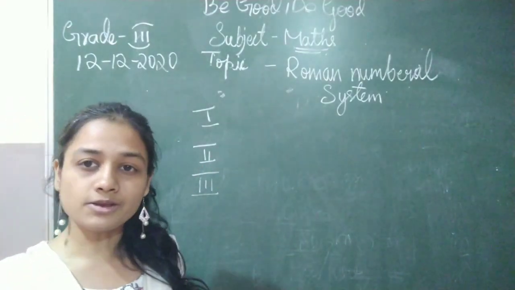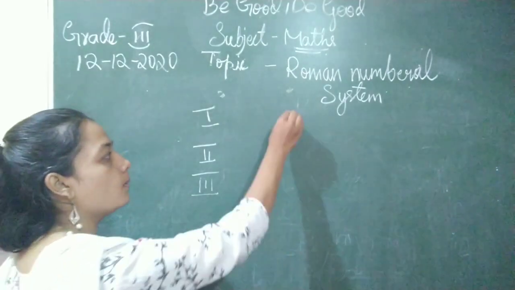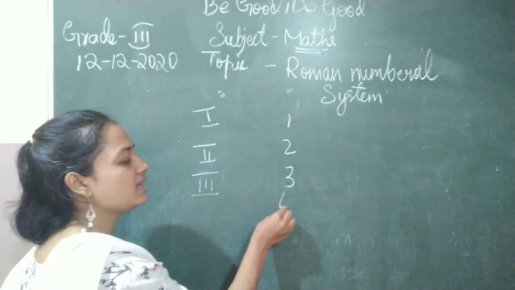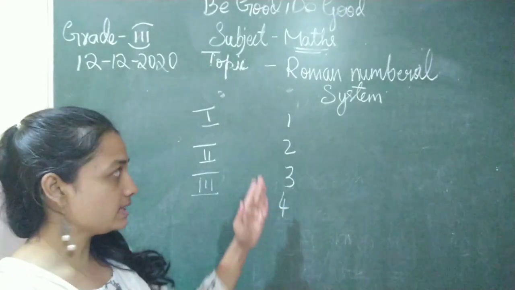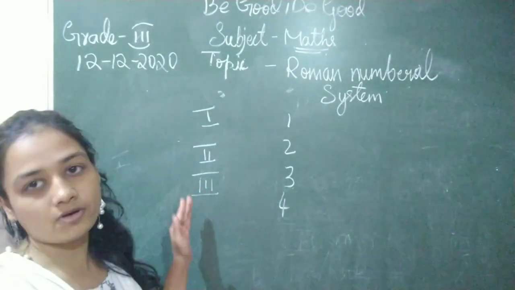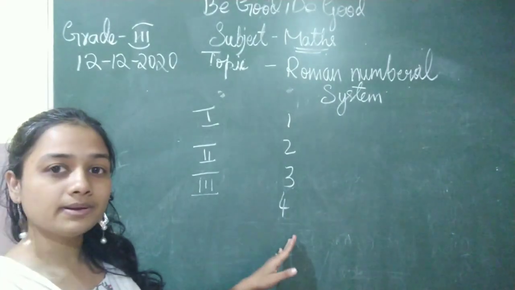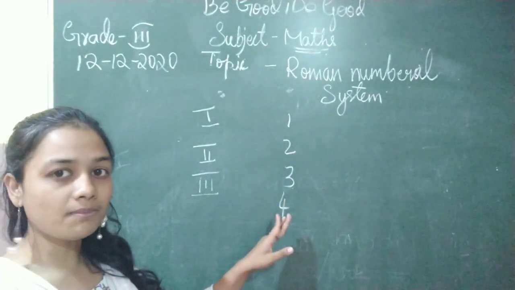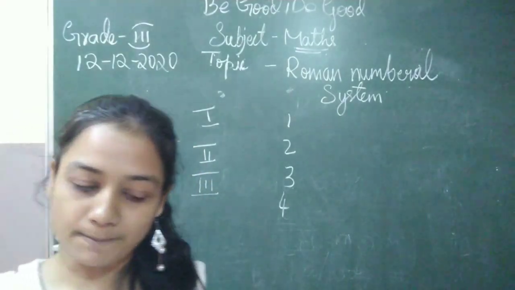So what do we write in Roman numerals? Normal numbers, that is 1, 2, 3, 4 and so on. We write numbers, right? Those numbers we will be representing in symbol form. So in Roman numbers, we will write the numbers not in number form but in symbol form. So let's learn those symbols.